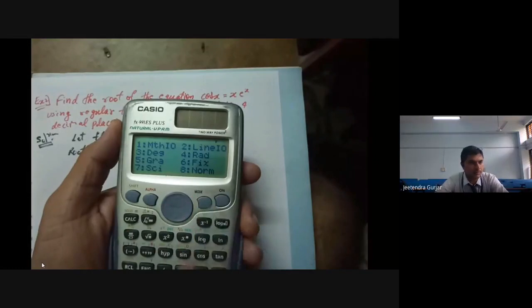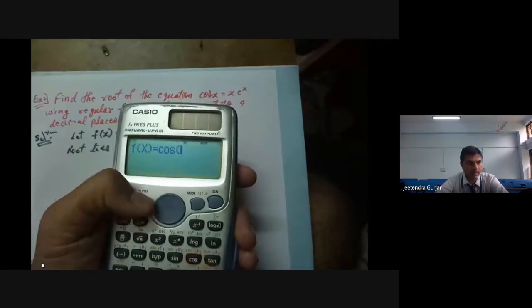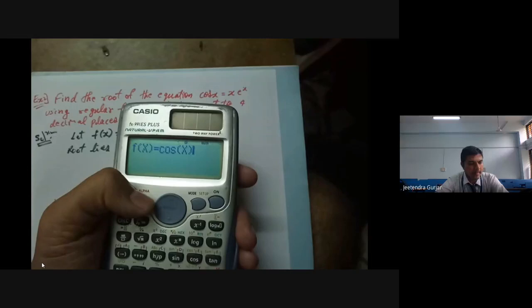Okay, just go through. First, put it in radian. When you put it in radian, what do you have to press? Shift plus mode, and then go for radian. Shift mode, then 4. Then you will get the calculator in radian. Then you have to go for shift mode and table. So here cos x minus x e raised to, don't type it like this, it is e raised to x. Yes, so we get x, and then equal to.